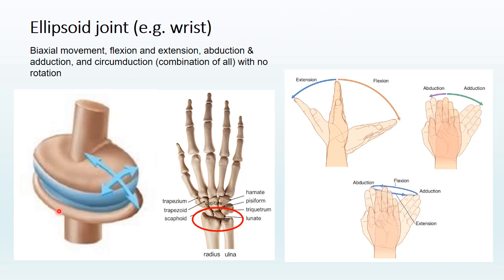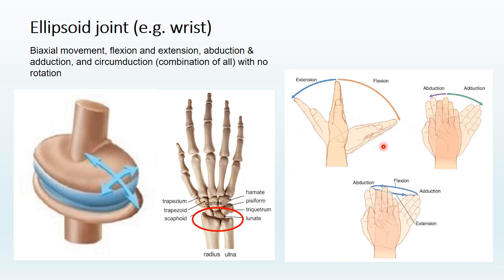The next joint is called the ellipsoid joint. Ellipsoid يعني قطع بيضاوي, oval in shape. It resembles the ball and socket. However, instead of the spherical surface, we have ellipsoid or ellipse surfaces. An example of this joint is the wrist joint, مفصل الرسغ.